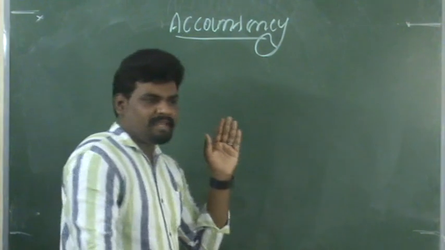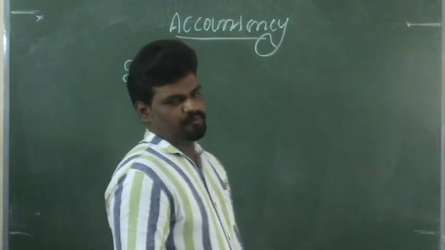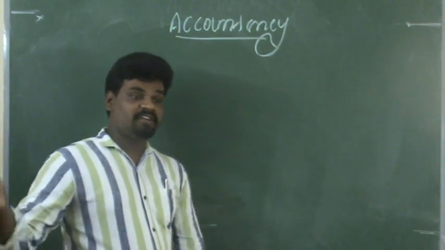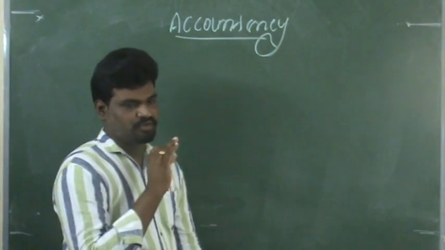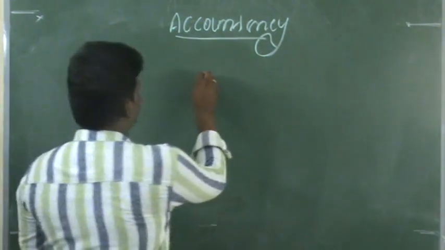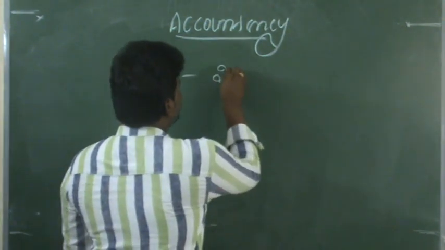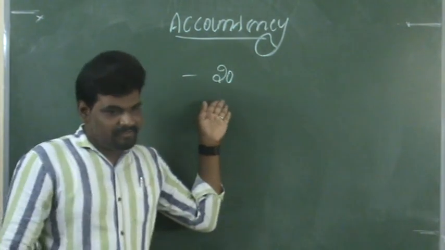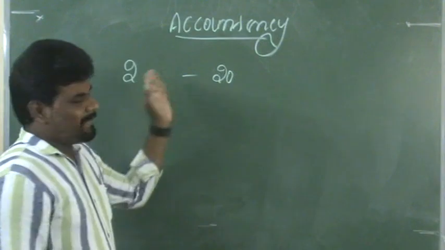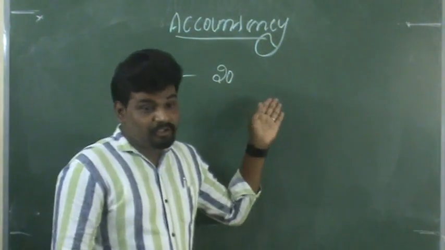In the same way, from the examination point of view, what is the maximum number of members in a partnership? This is also a very important question. We have already discussed these things in the previous sessions. The minimum number of members is 2 and the maximum number of members is 20.